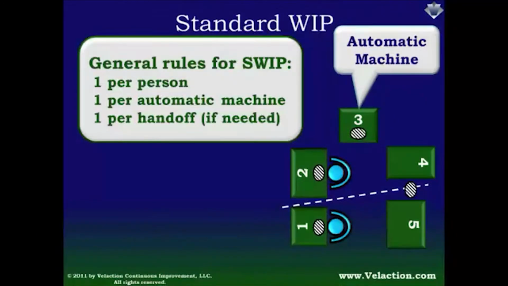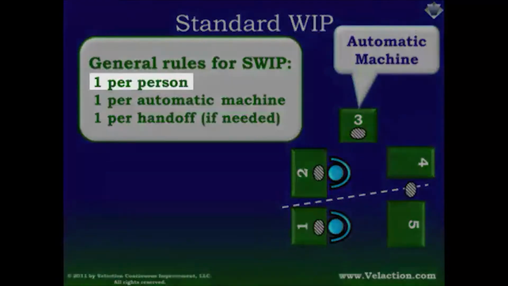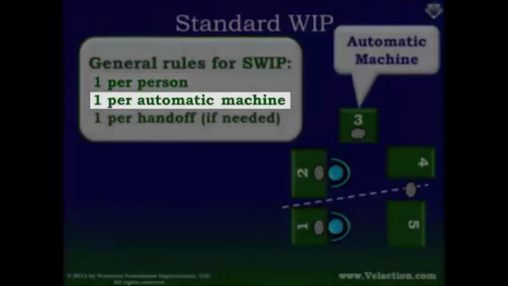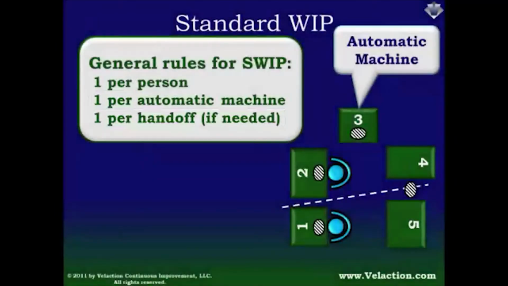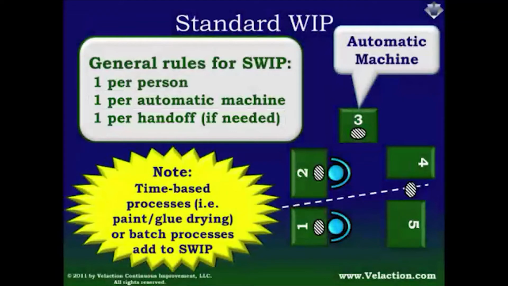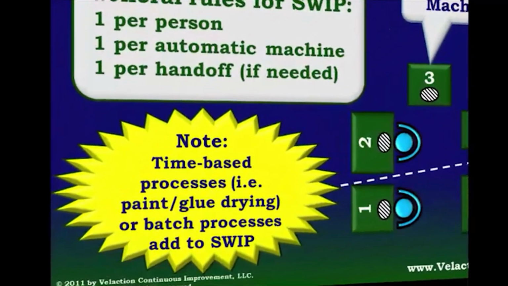So this simple example shows all three of the basic ways that you calculate standard work in process. One per person, one per automatic machine, and one per handoff if needed. Now keep in mind that this is a very simple example, and these are some of the most basic ways to calculate standard WIP. In some situations, you will need to add additional work in process to your work cell.